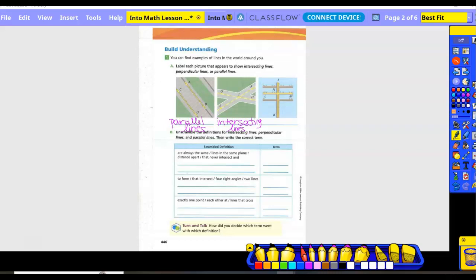And then the next one, do they cross each other? Yes. Okay, we talked a lot about how perpendicular lines form a T, right? Okay, and they have to form what kind of angle? Right. So does that picture have a right angle? Yes. So that means it is perpendicular lines.